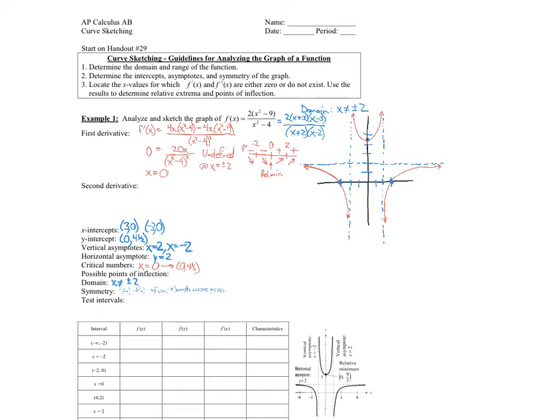Would the point of inflection be the asymptote? Well, an asymptote isn't a point, so it is a place where concavity changes, but it's not an inflection point.